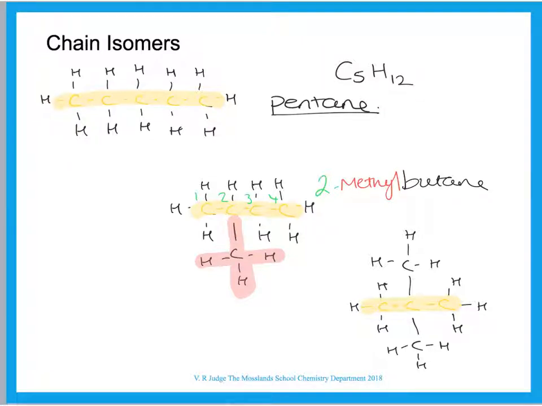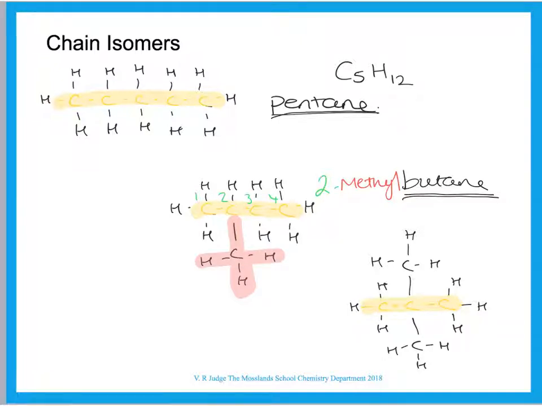Now this really is something to be aware of. If you're asked to draw isomers of C5H12, some people do tend to name them all based on pentane, but you need to remember that if you're branching a chain, now your longest chain of consecutive carbon atoms is shorter, so your root name will change to represent that.